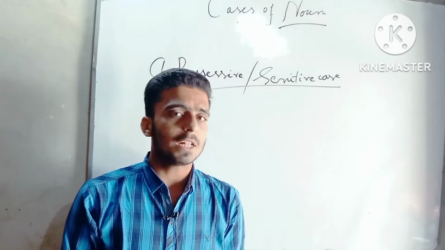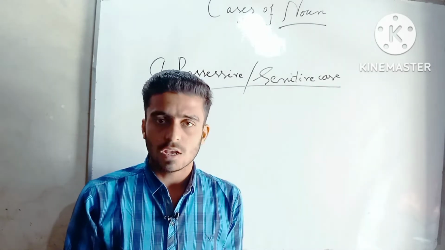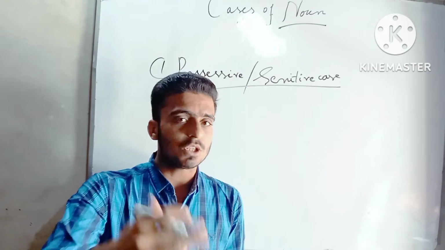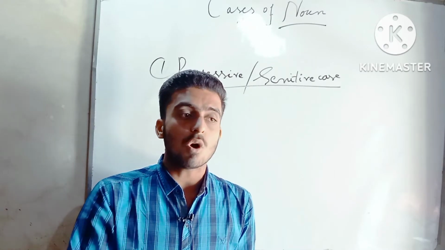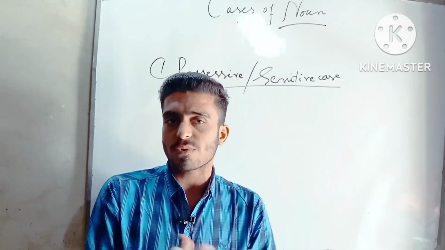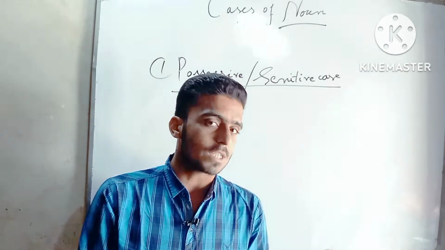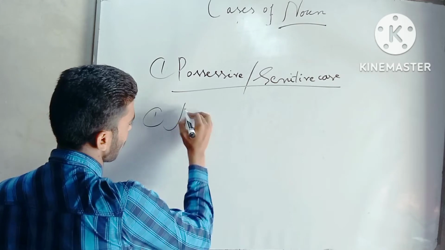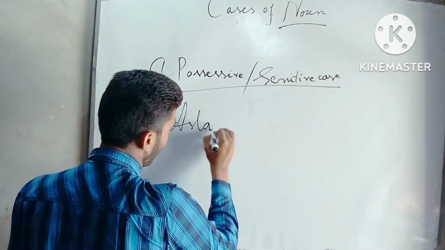So what do we mean by the possessive case? What is the possessive case? The possessive case is a kind of case which shows the ownership and the position of the noun over something. Suppose a noun has ownership over something, so we can call it the possessive case of the noun. I can give an example: Aslam's pen.